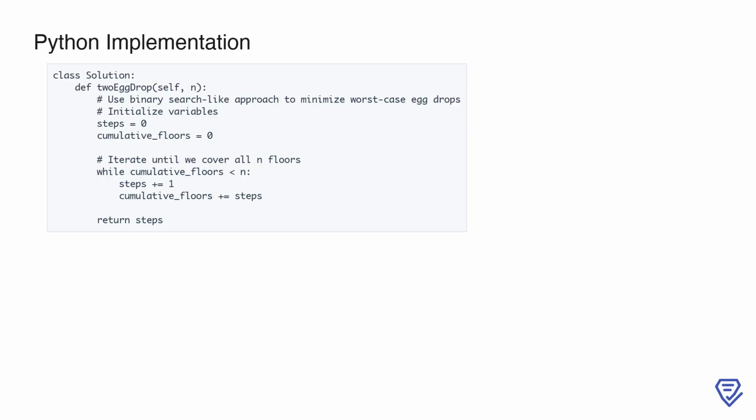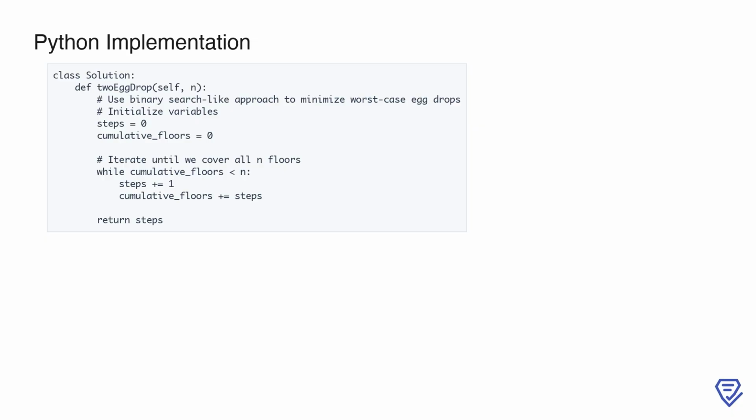### Code explanation. 1. Initialization. Steps is initialized to 0. This variable keeps track of the number of drops needed. Cumulative_floors is initialized to 0. This variable represents the sum of the first k floors being tested sequentially.